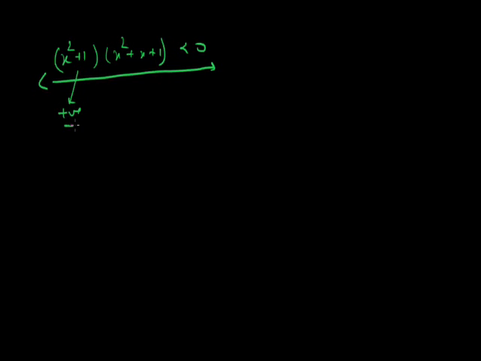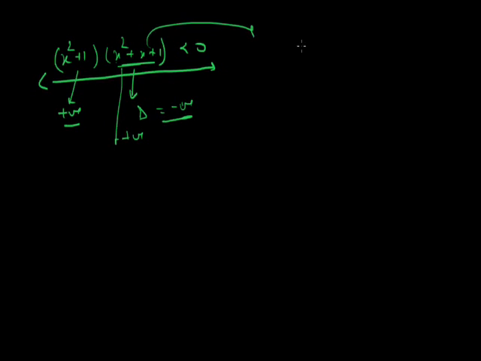Find the solution of the inequality: x square plus 1 into x square plus x plus 1 less than 0. Now x square plus 1 is always a positive quantity. For x square plus x plus 1, if we check the discriminant of this quadratic, it is negative, so it does not have any real roots, and since the coefficient of x square is positive, the value of this expression is always positive.